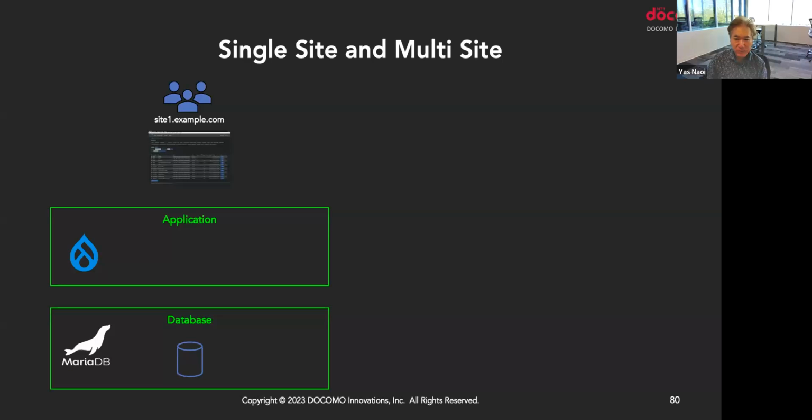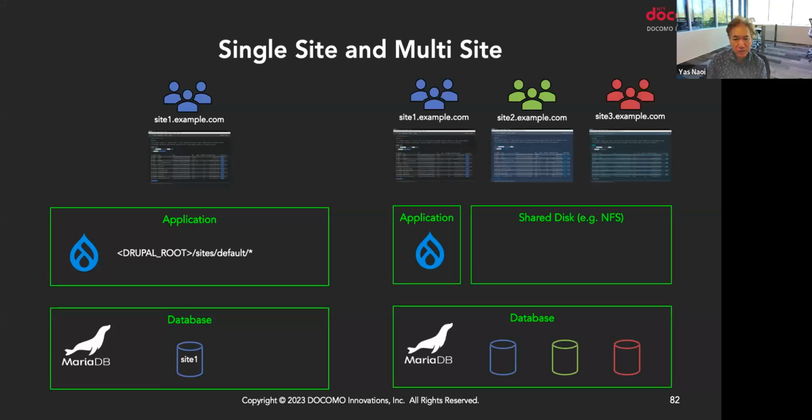I think you are familiar with single site deployment by Drupal. So Drupal has the special directory /sites/default under Drupal root directory. We will modify the settings.php file to point to its database instance. So how can we set up multi-site in Drupal?